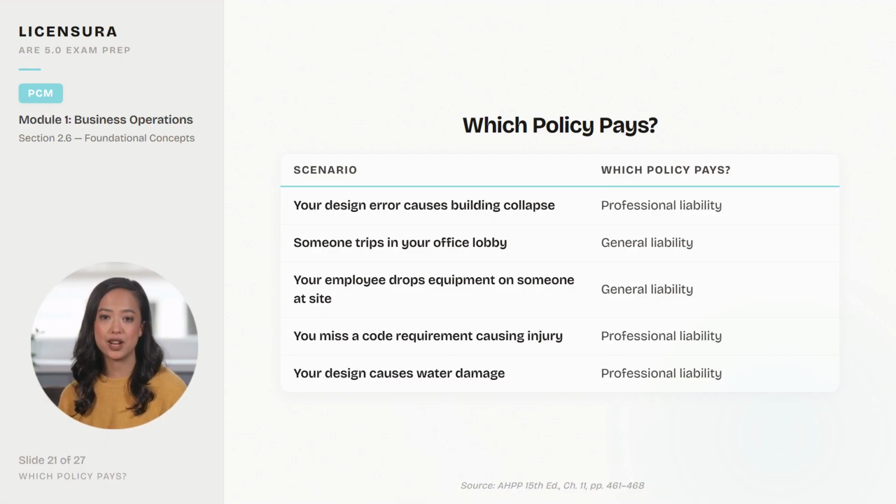If your design error causes a structural failure, that's professional liability. If someone trips in your office lobby, that's general liability. If your employee drops equipment on someone at a job site, general liability. But if you miss a code requirement and it leads to an injury, that's professional liability again. You need both policies because each one covers a completely different type of risk, and neither one fills the other's gap.